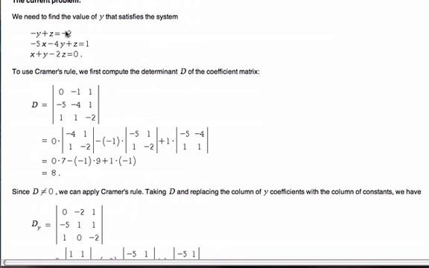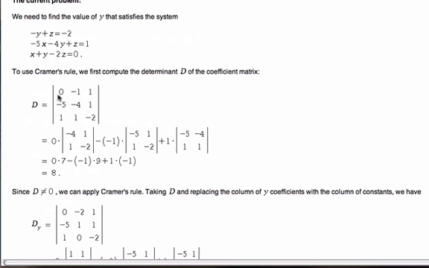Let's start with the equations that we have here. We have no x variable in the first equation, so that means the coefficient is 0. So we have 0, negative 1, 1 for our first row in our matrix. For our second row, we take the coefficients negative 5, negative 4, and 1. And for our third equation, we have 1, 1, negative 2 for our coefficients. Okay, so that's D.